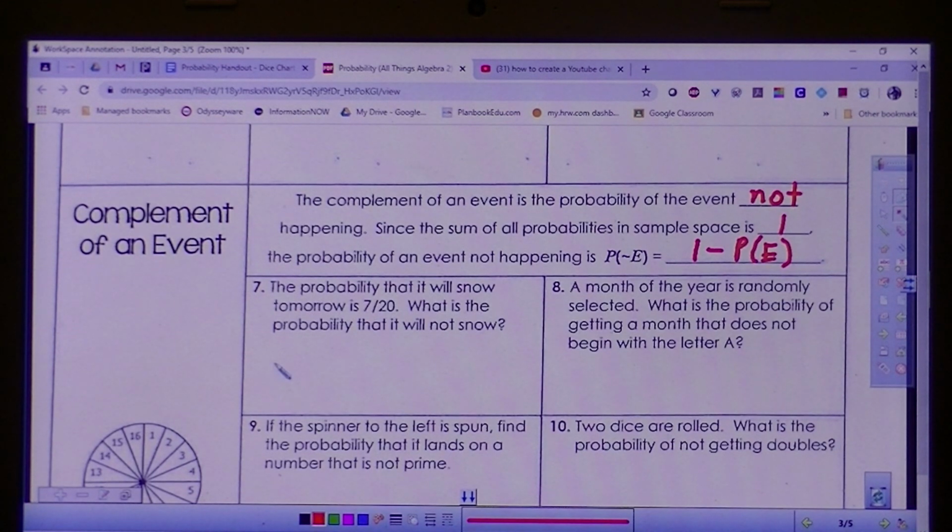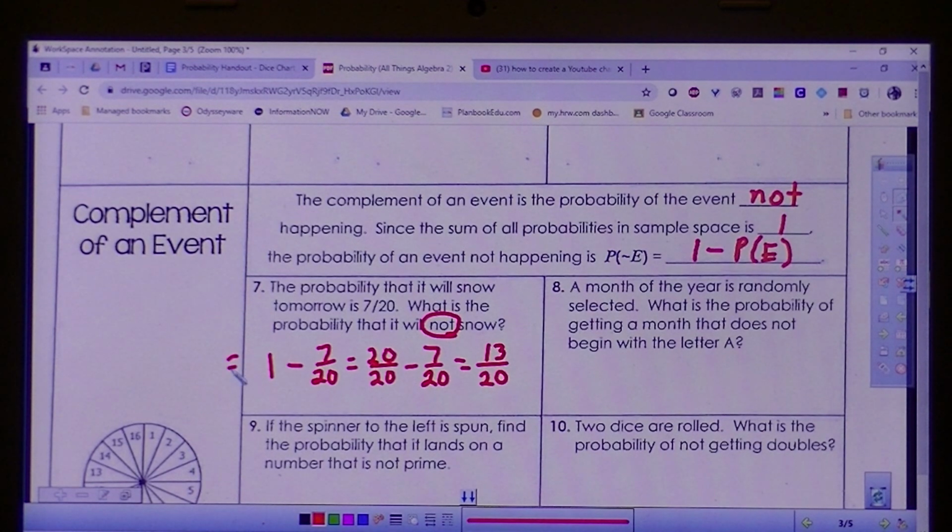Okay. So the way that would work is we do, what's the probability of this? So it's 1 minus 7 out of 20. Okay? So that would really be 20 out of 20 minus 7 out of 20. Because if the probability is 7 out of 20, that means it's going to be a 13 out of 20 chance that it will not snow.